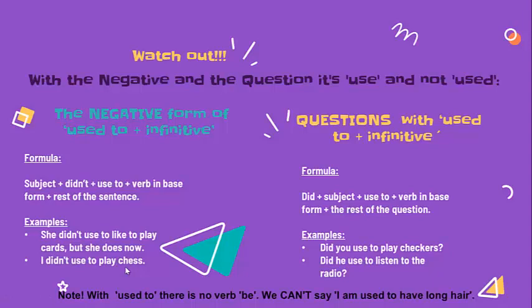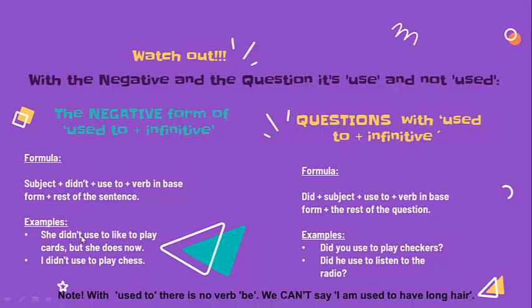Watch out! With the negative and the questions, it's "use to" and not "used to" with the d at the end. Be careful. The negative form of used to plus infinitive. The formula is subject plus didn't plus use to plus verb in base form and the rest of the sentence. Examples: She didn't use to like to play cards, but she does now.